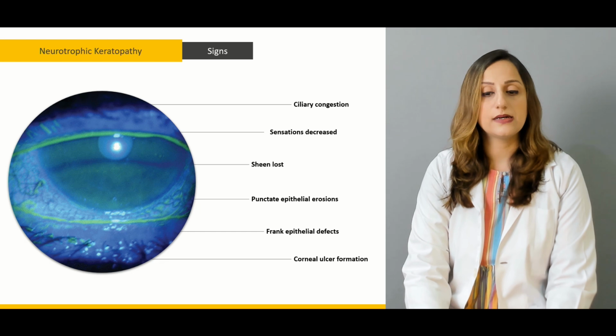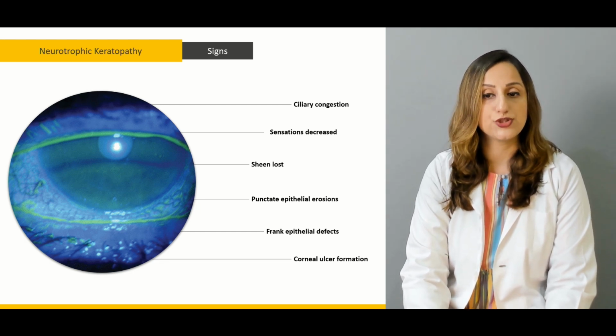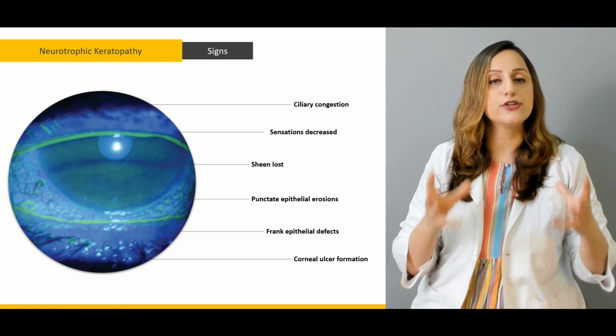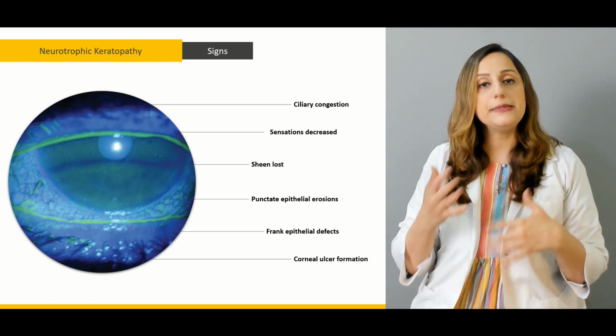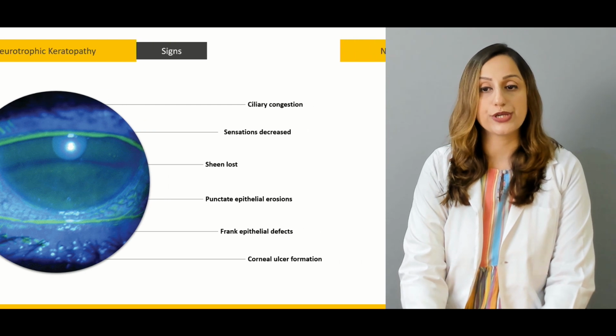Then finally, we see that these patients are suffering from corneal ulcer formations eventually. Having all those preliminary signs of congestion and irritation and the loss of sheen, the patient would finally have the signs and symptoms of corneal ulcerations also noted down.